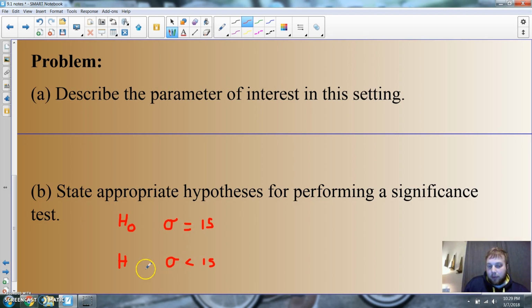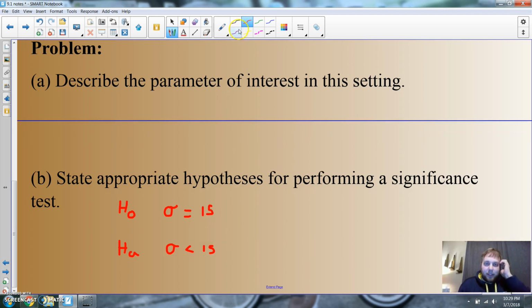This actually, yeah, it does actually mean more than or equal to. Because if my alternate is just less than, then my null would be equal to 15 or more, but we always just keep it equal. Alright? So that would be the correct hypothesis test.